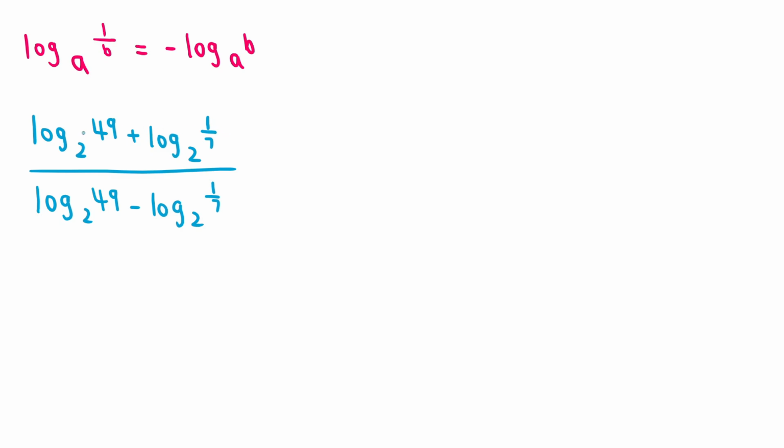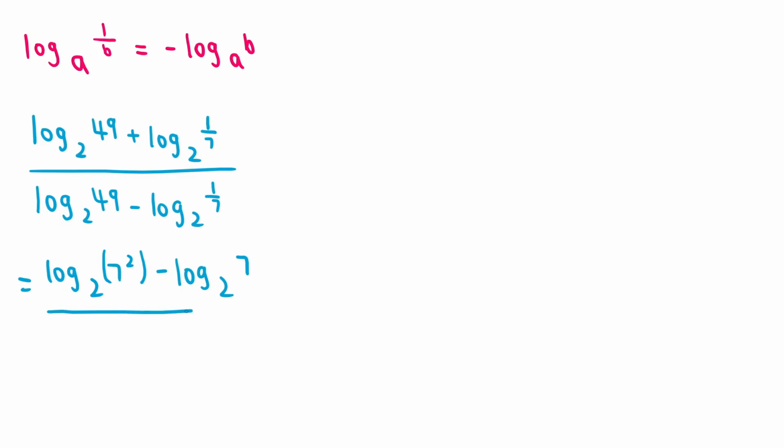49 is equal to 7 squared, so we can rewrite log base 2 of 49 as log base 2 of 7 squared, and we can use the reciprocal rule to rewrite log base 2 of 1 over 7 as minus log base 2 of 7, since the reciprocal of 1 over 7 is 7, and we just need to add the negative sign at the front of the logarithm.